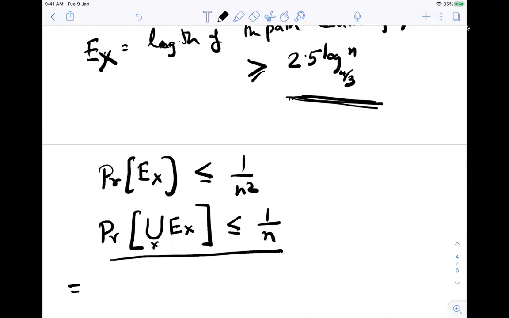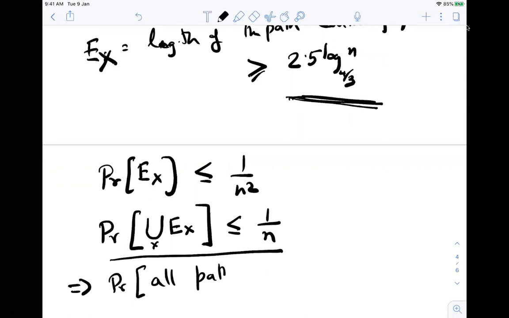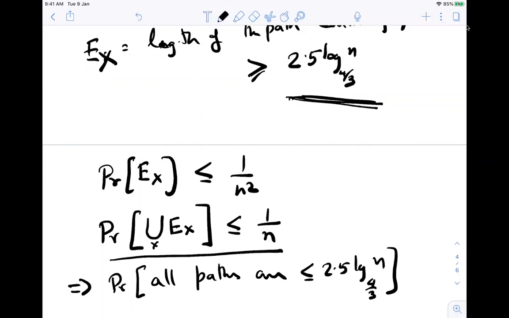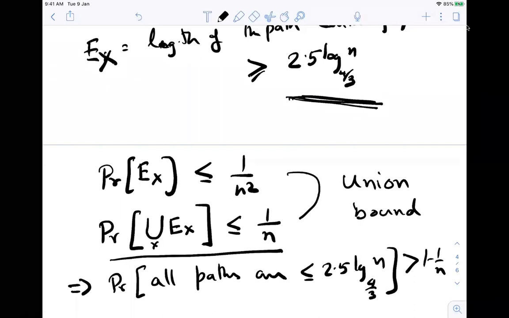Which basically means that the probability that all paths are less than or equal to 2.5 log n base 4/3 is more than 1 minus 1 by n. So this kind of stuff is just the union bound. You guys are familiar with the union bound, right? I hope.